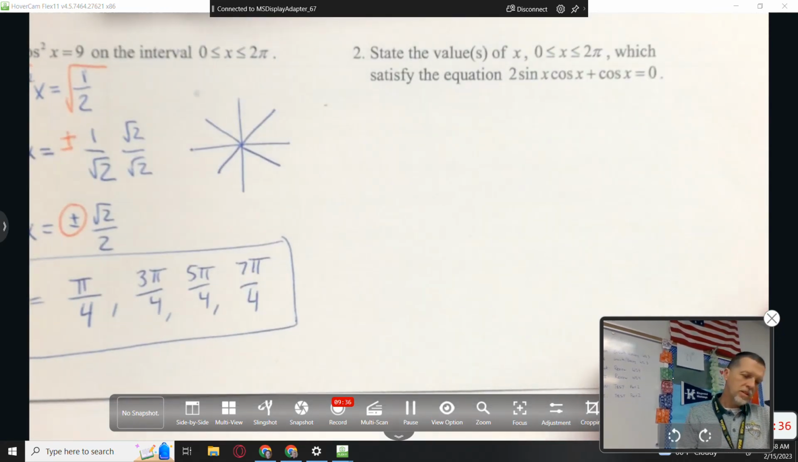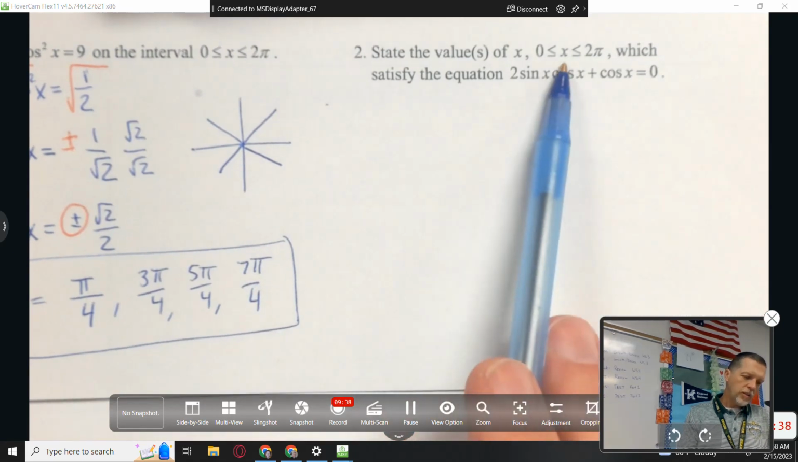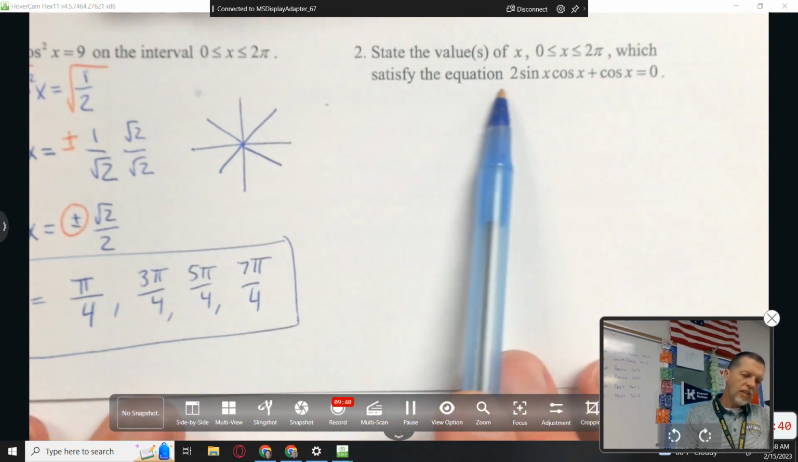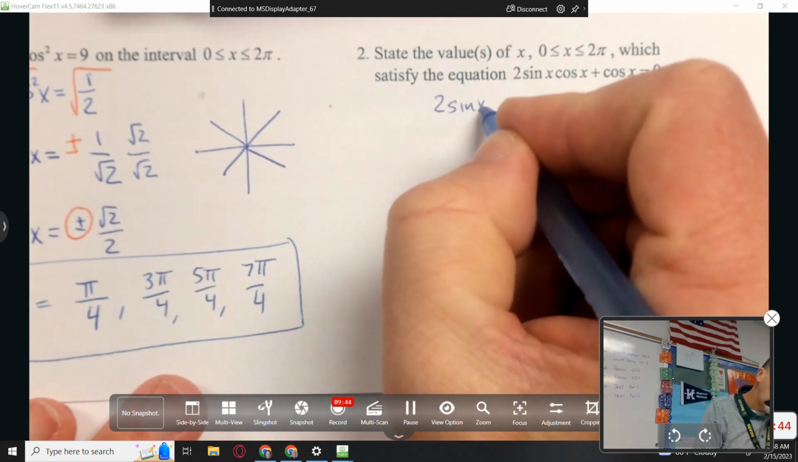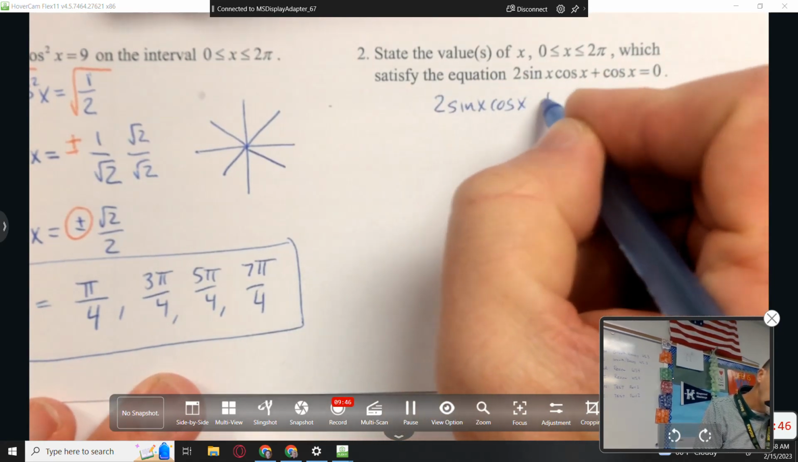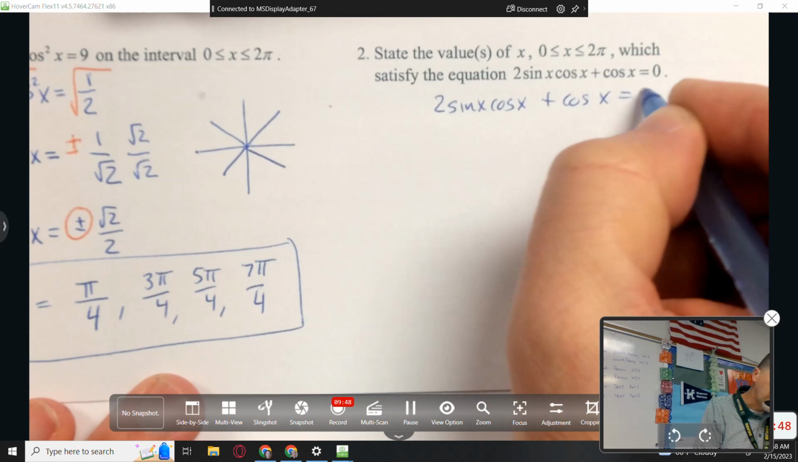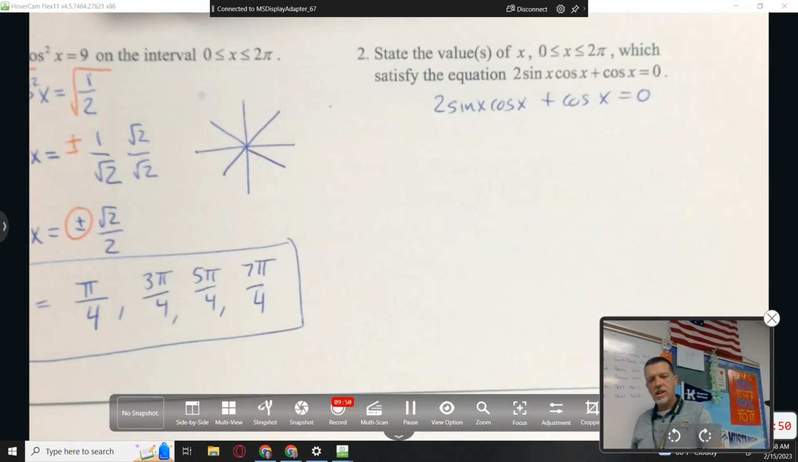Number 2. Find the values between 0 and 2 pi which satisfy this equation. 2 sine x cosine x plus cosine x equals 0. I don't know that I really needed to write it again. So do you see what we can do with that one? It's got sines and cosines in there, but we should always look for a GCF first. We can factor out a cosine.